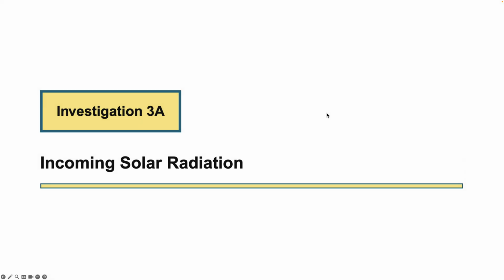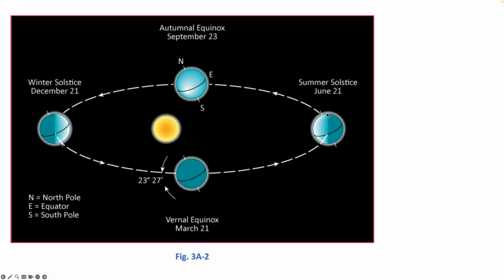So again, incoming solar radiation. Like I said, this is really all about the seasonal cycle, investigation 3A. I'm going to jump ahead and discuss figure 3A2. I want to spend a little time first discussing the definition of a day, and then moving on from a day to a year.